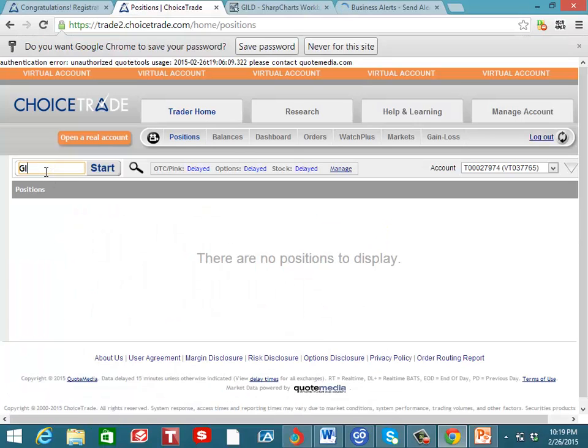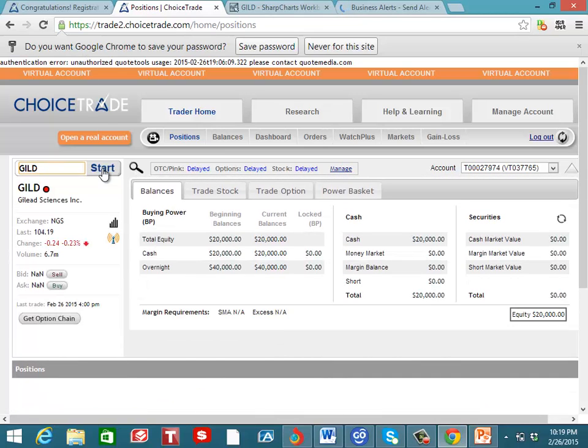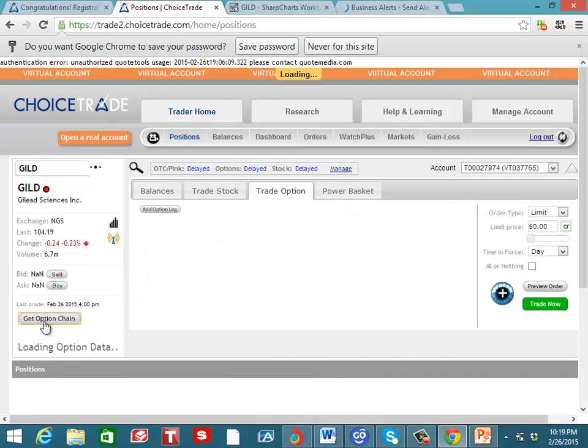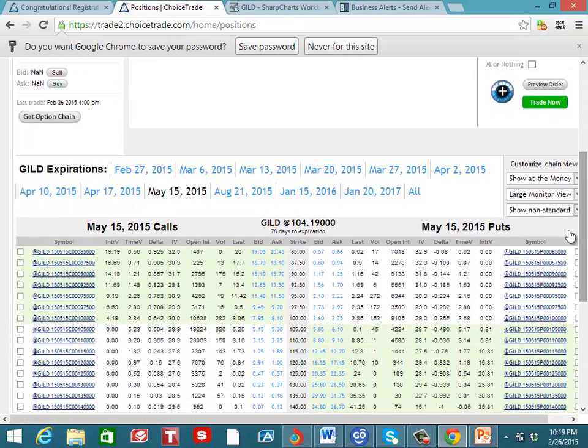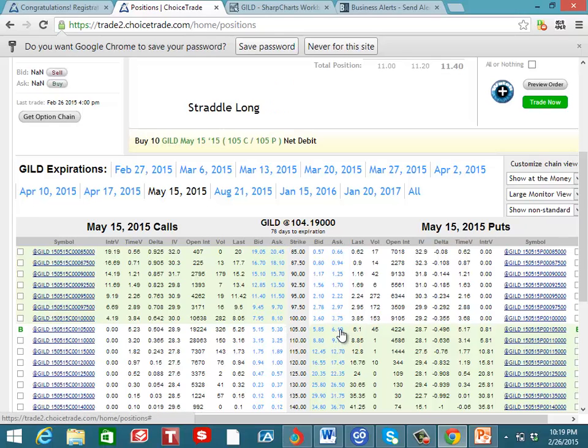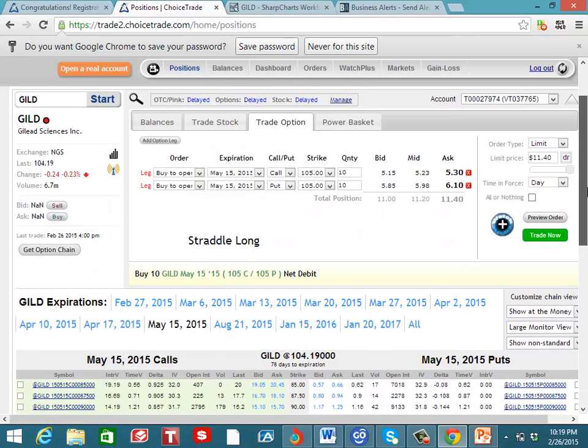For example, if we use this broker, say Choice Trade, all you got to do is get the option chain. For example, this one, we're playing a May one. And I give you the exact expiration date to play, and all you got to do is click right here on the ask price of both of them. I give you the same exact strike price. For example, this one we're playing the 105 strike, and we click right here and we click right here, both on the ask price, and you can see how it actually sets up right here, and it says straddle long.